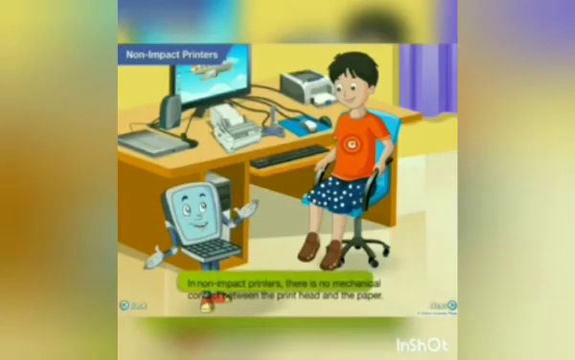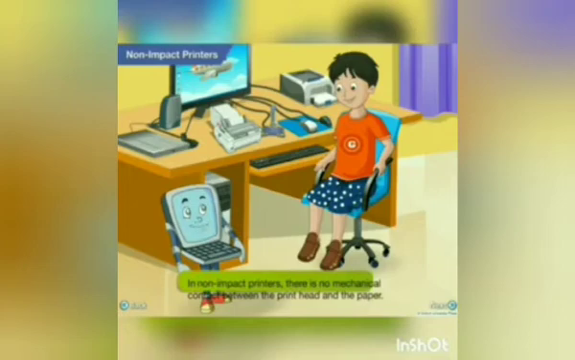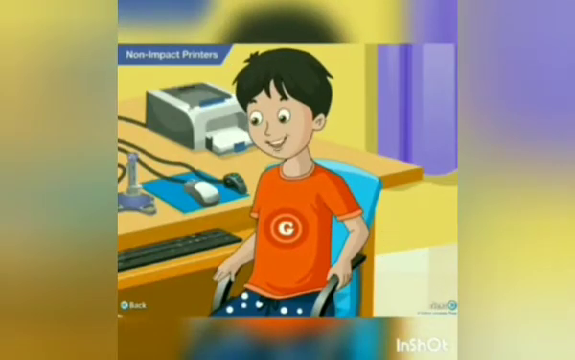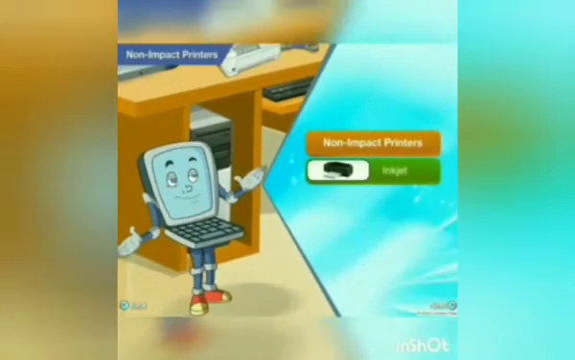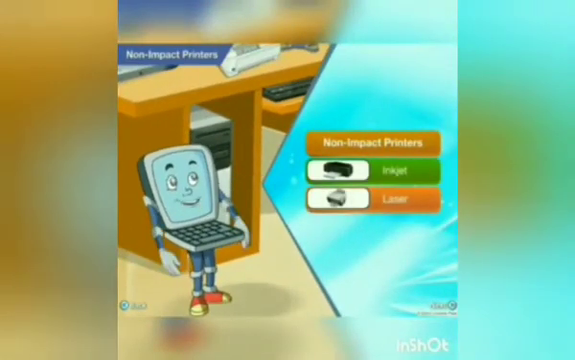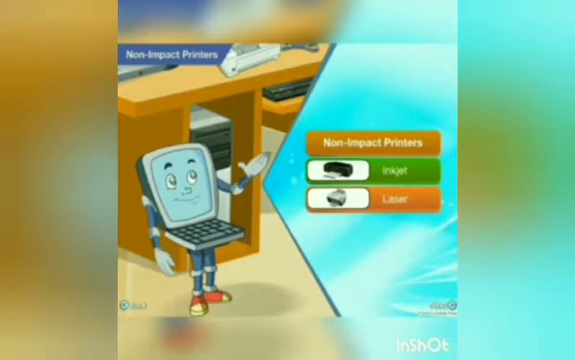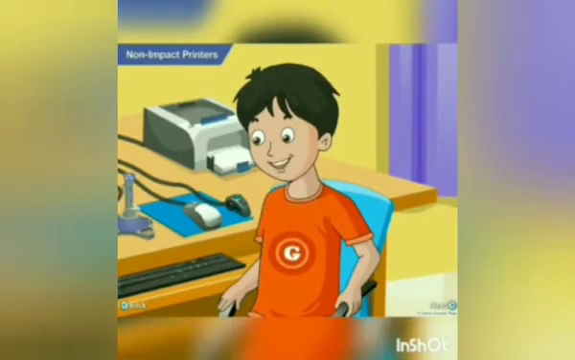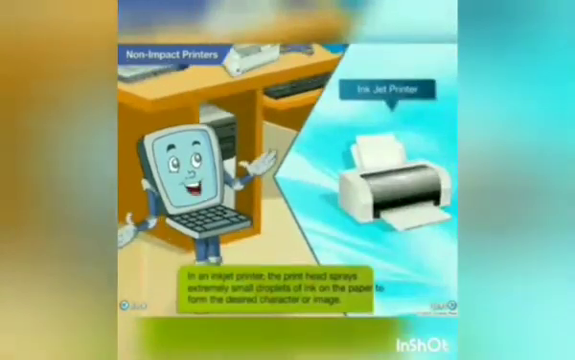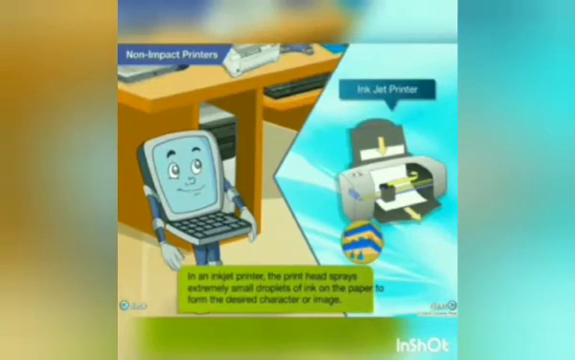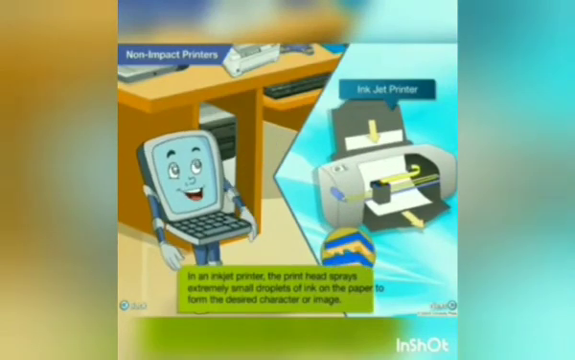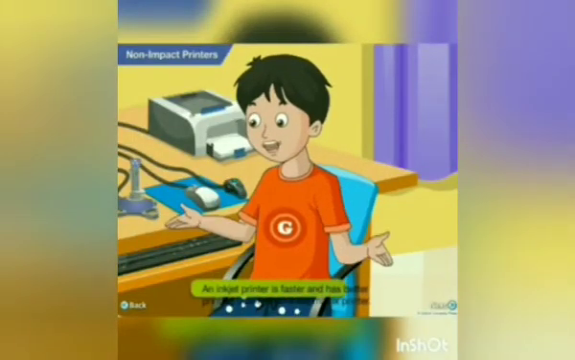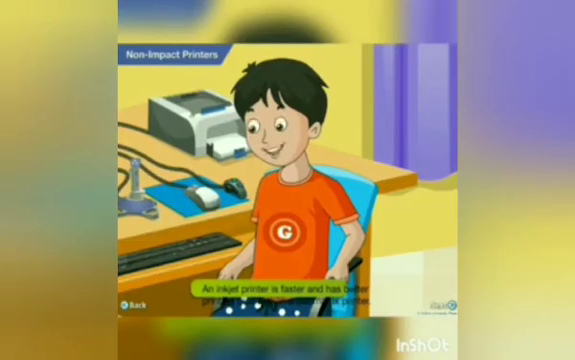In non-impact printers, there is no mechanical contact between the print head and the paper. Can you tell me the names of some non-impact printers? The inkjet and laser printers you commonly see nowadays are non-impact printers. Let us take up the inkjet printer first. Okay, I'm all ears, Toggle. In an inkjet printer, the print head sprays extremely small droplets of ink on the paper to form the desired character or image. Okay, so is the quality and speed better than that of a dot matrix printer?